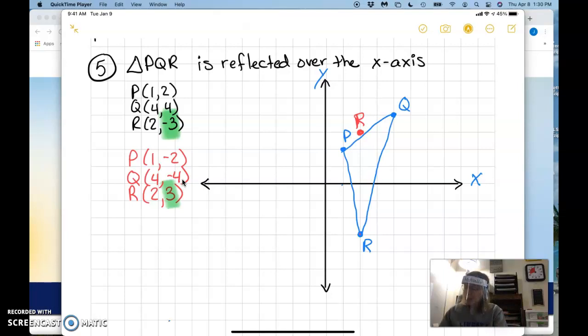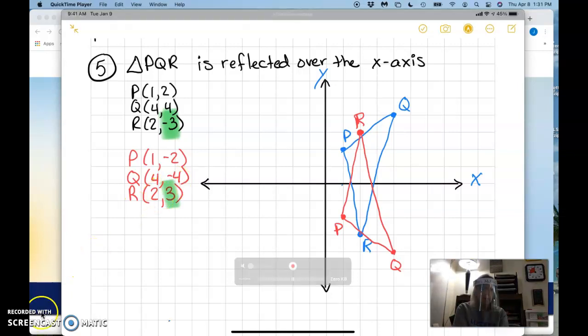So I'm going to go to 1 and negative 2. And that's my new P. And I'm going to go to 4 and negative 4. And then connect your dots. So that is flipping it over the x-axis. It would have been easier to flip it over the y because it's not touching the y and doesn't cross over the y. But we did it, and we did it right, so we're good.